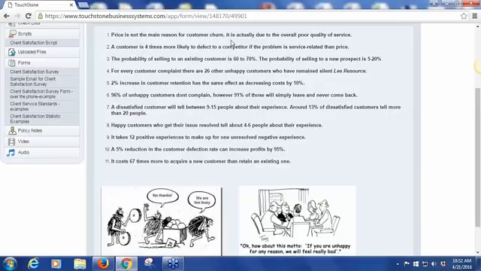Price is not the main reason for customer churn. It's actually due to overall poor quality of service. What that means is price doesn't have anything to do with it. It's the quality of what you're delivering. A customer is 4 times more likely to defect to a competitor if the problem is service-related rather than price.